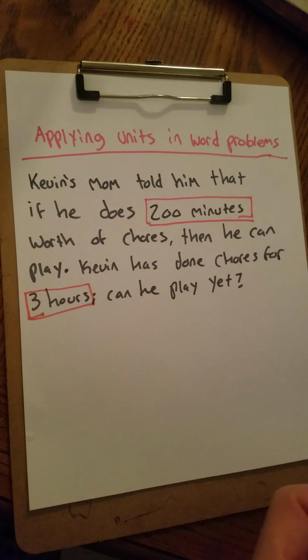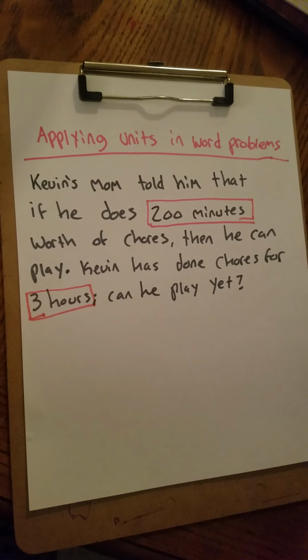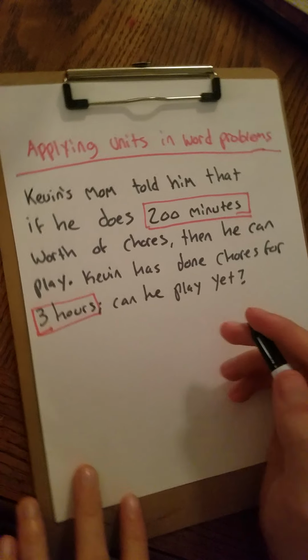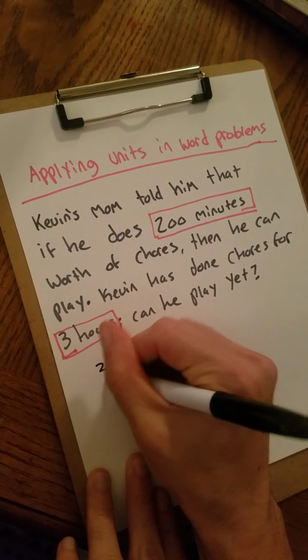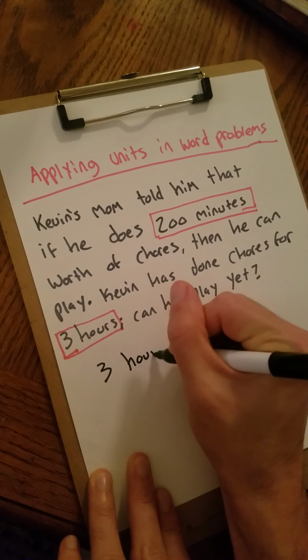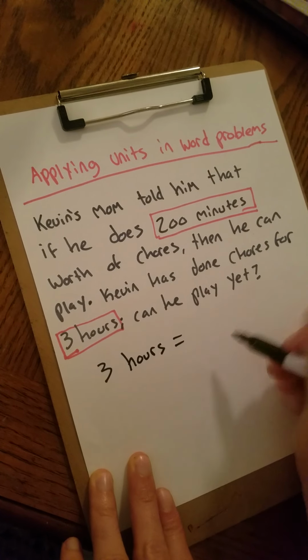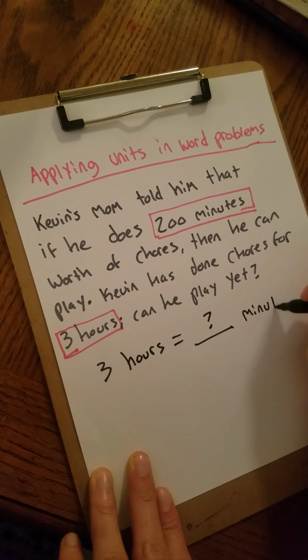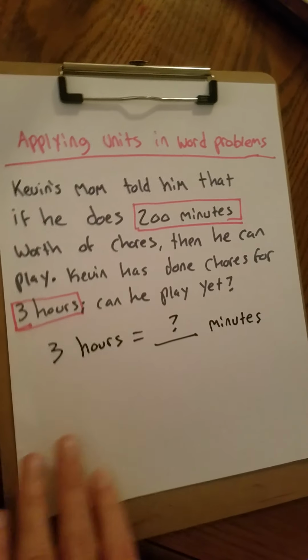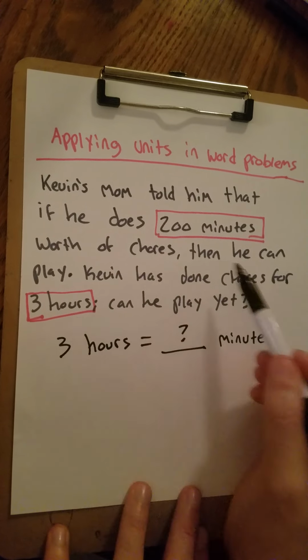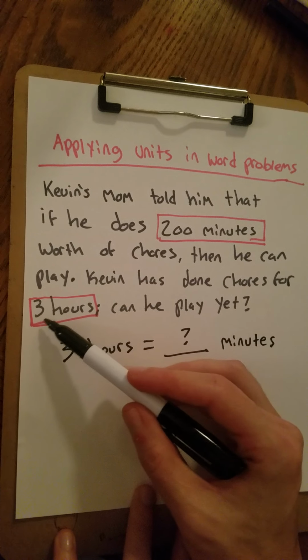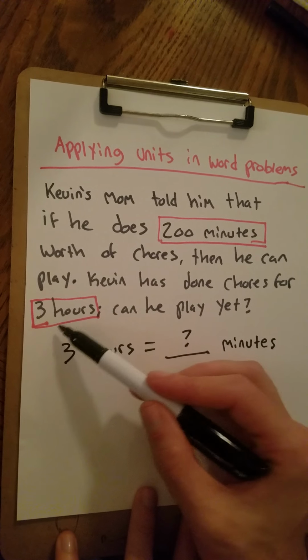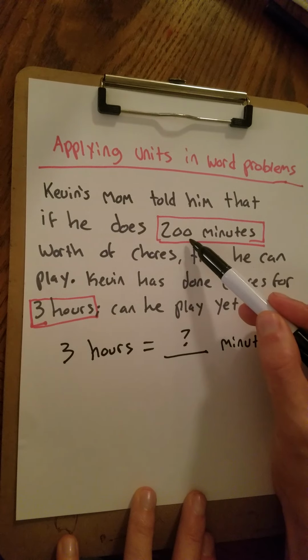In order to answer this question, we're going to have to answer 3 hours equals how many minutes? Because we're given Kevin's chore time in hours. We know he's completed 3 hours worth of chores. What we don't know is if that 3 hours adds up to 200 or more minutes. So let's find out. I'm going to follow the same exact steps.